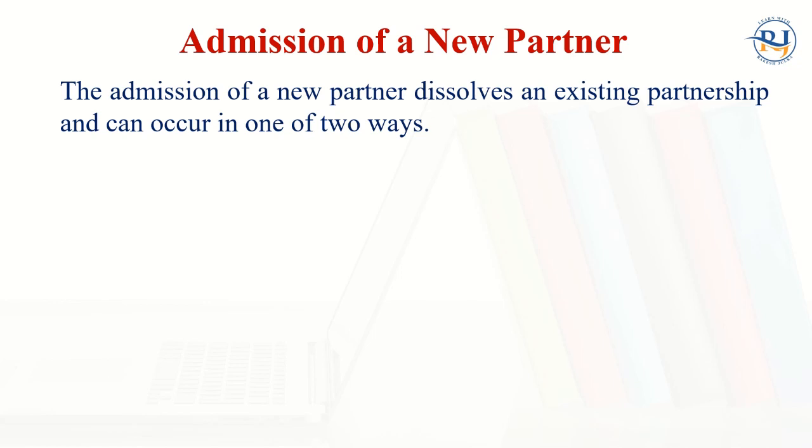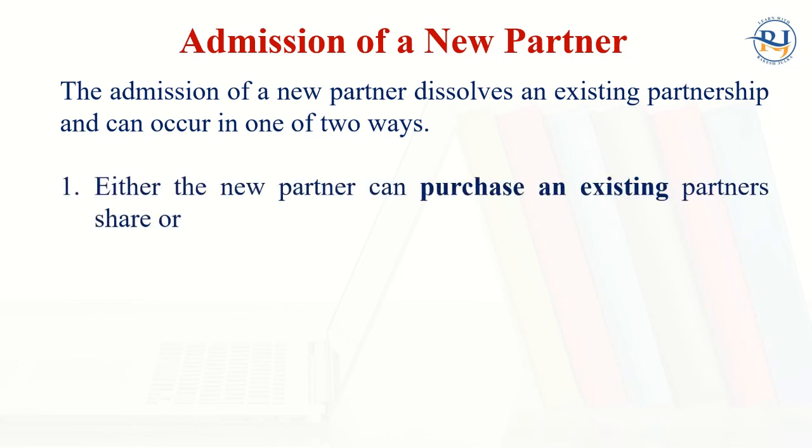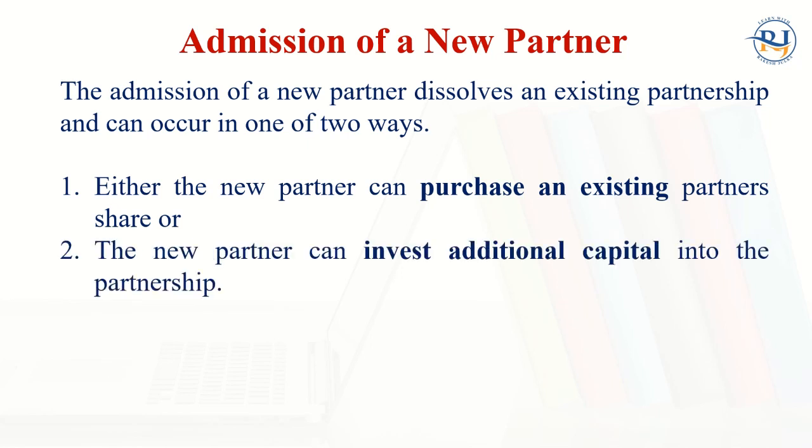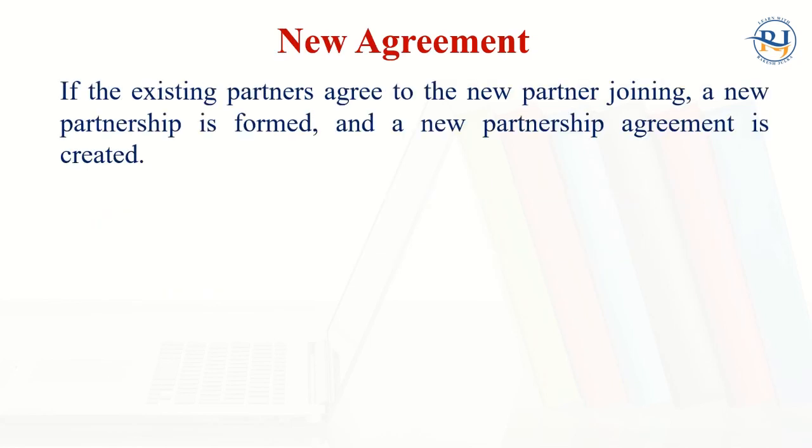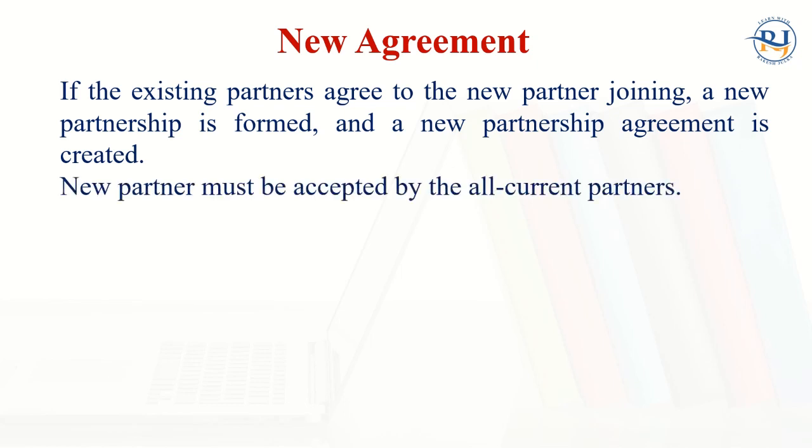The admission of a new partner dissolves an existing partnership and can occur in one of two ways. Either the new partner can purchase the existing partner's share, or the new partner can invest additional capital into the partnership. There are two ways. Now, the new agreement will be formed if the existing partners agree to the new partner joining. A new partnership is formed and a new partnership agreement is created. The new partner must be accepted by all current partners.